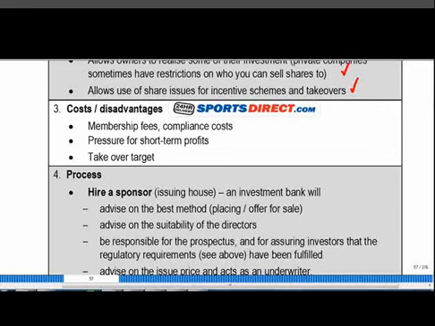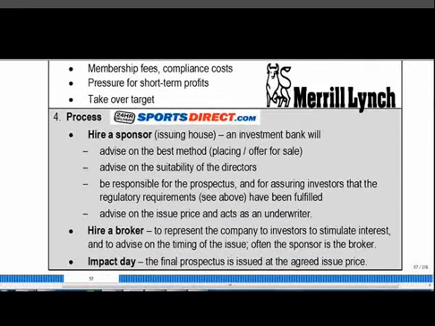In February 2007, Sports Direct approached Merrill Lynch to be their sponsor. The sponsor will normally be an investment bank, and they'll give you advice on whether to go for a placing or an offer for sale. And the advice was to go for an offer for sale, as it was felt that you'd get a better price and a more diverse share ownership.